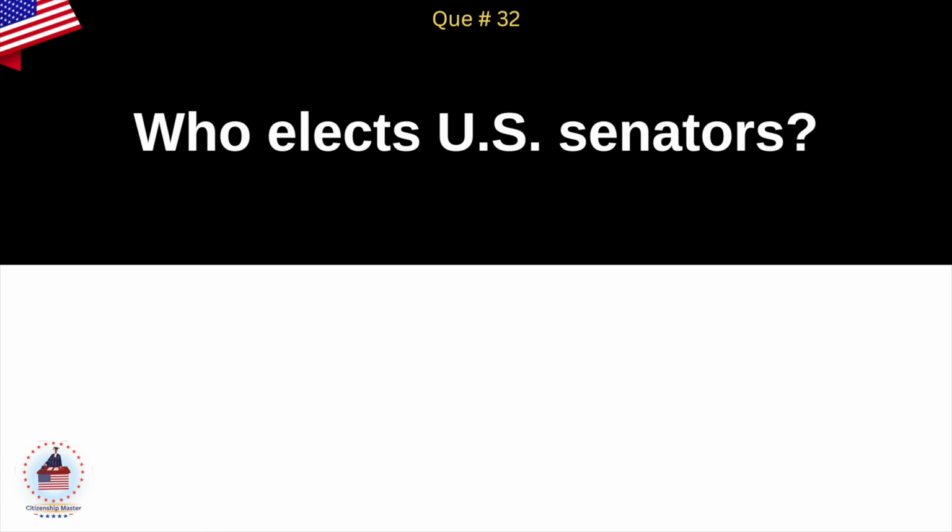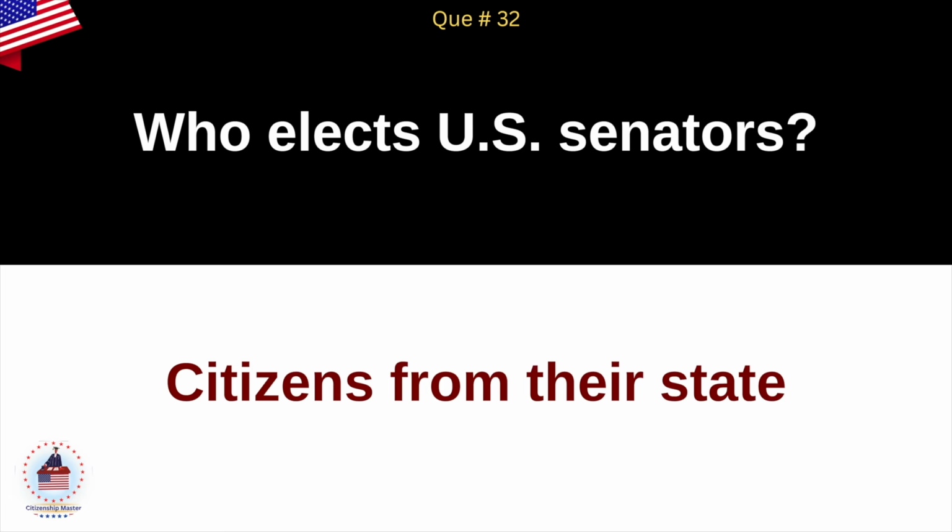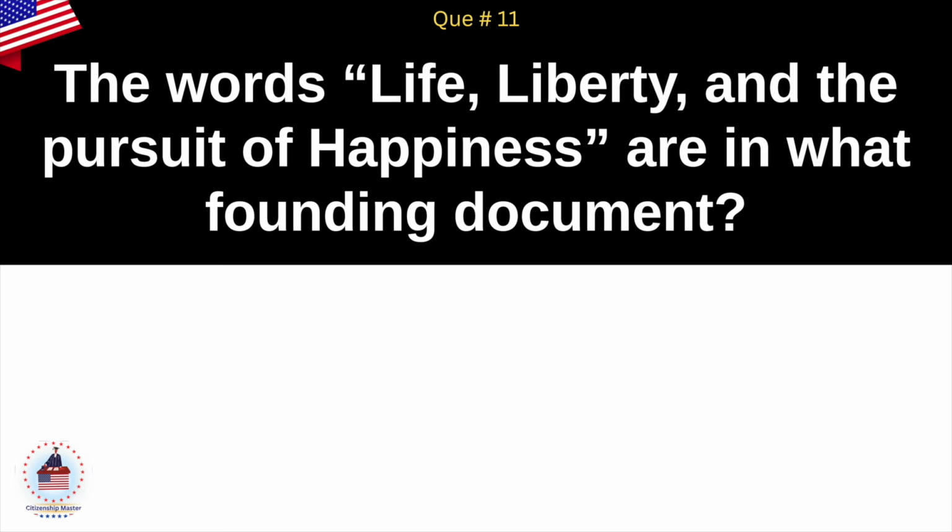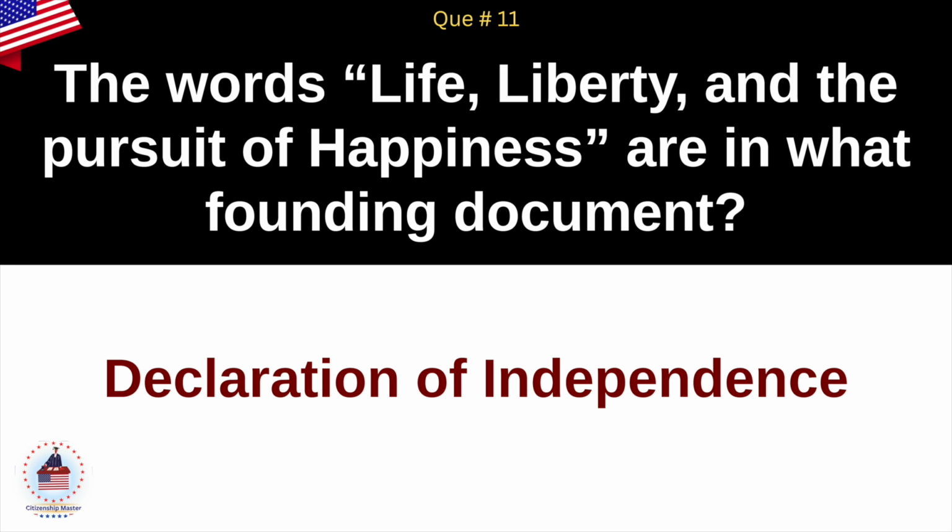Who elects U.S. senators? Citizens from their state. The words life, liberty, and the pursuit of happiness are in what founding document? Declaration of Independence.